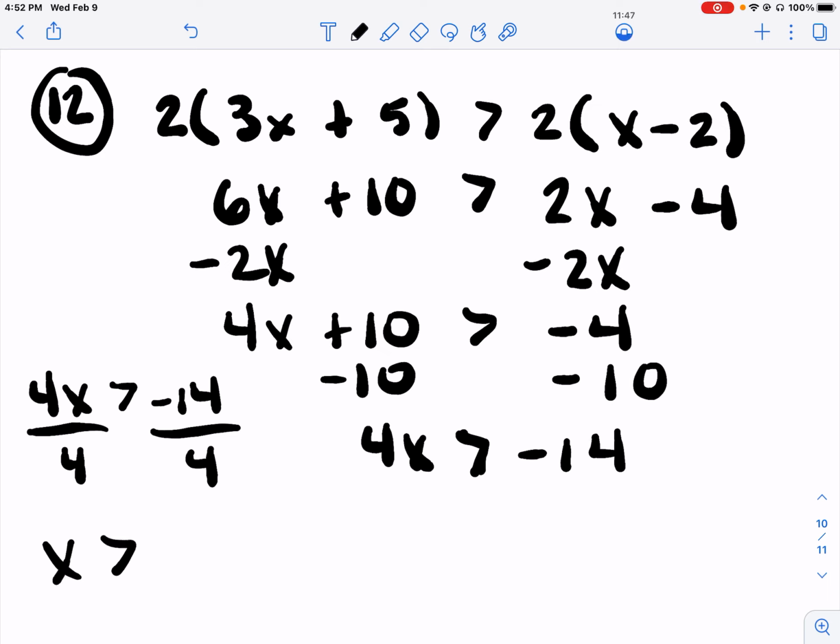Now I'm going to reduce because 2 goes into 14 7 times. 2 goes into 4 2 times. Okay, this stayed the same here. That symbol stayed the same because I divided by positive 4.